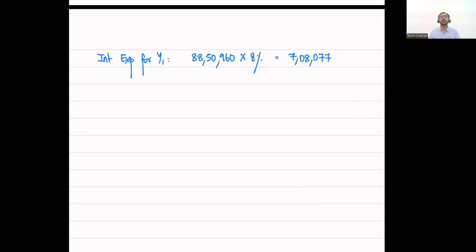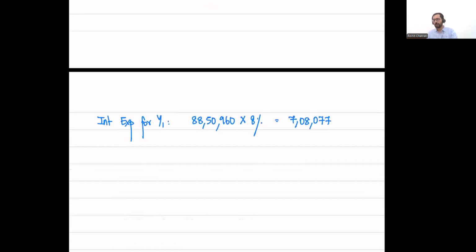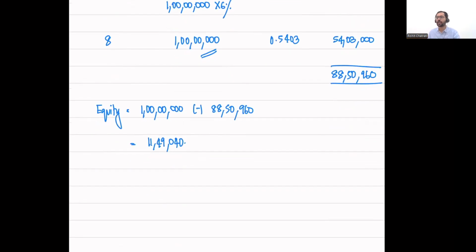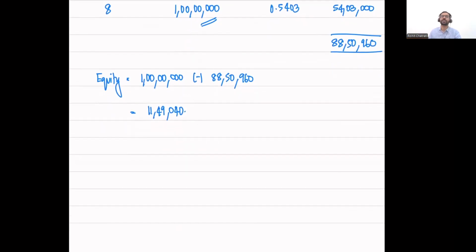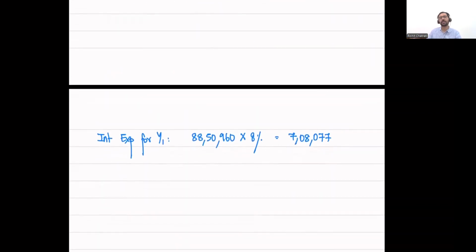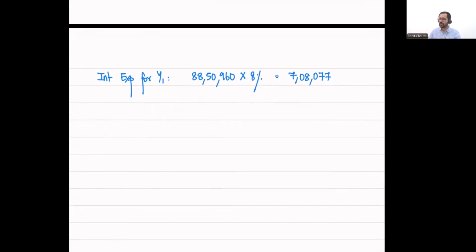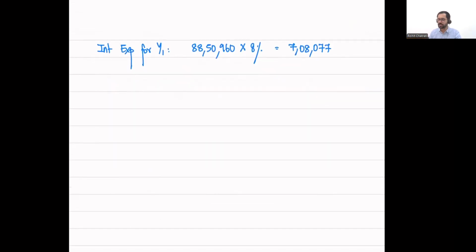All right, so the amount of interest expense that we recognize will actually not be equal to the cash flow that we are paying. The cash flow that we will pay for year one is going to be equal to 6 lakh rupees. Is this the amount of interest expense? The answer is no. We are going to calculate it using the market rate of interest applied on the balance sheet debt value. What is the debt value? It is 88 lakh 50,000. On that, you apply 8% and we arrive at 7 lakh 8,077.